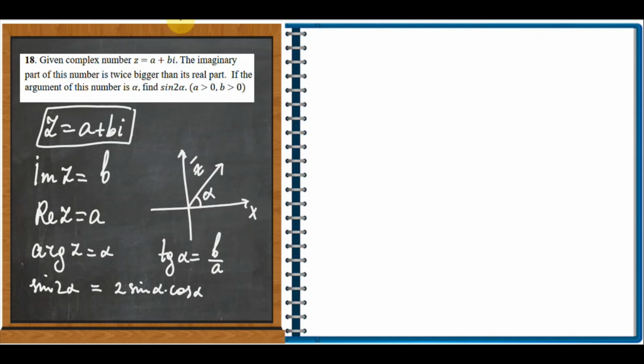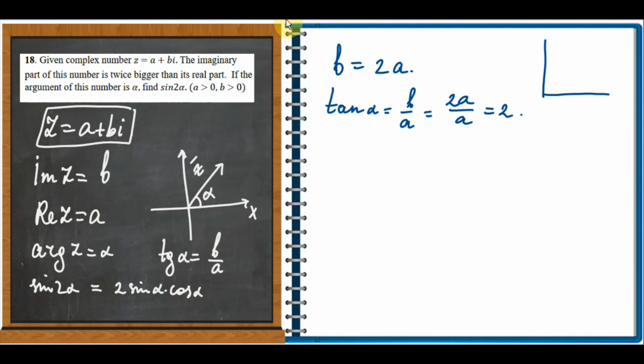Alright, now let's write what is given. It's written that the imaginary part is twice bigger than the real part. Then tangent alpha is going to be b over 2a, b over a. Now we will substitute b as 2a, and over a it's just 2. What does it mean? Tangent alpha, the angle, tangent is opposite over adjacent, right? Opposite leg over adjacent. Let's show this angle with alpha. If this is 2 opposite, adjacent must be 1, right? Because the ratio is 2 to 1.